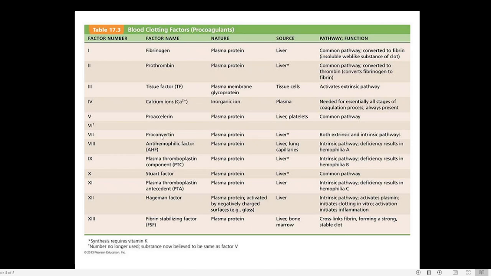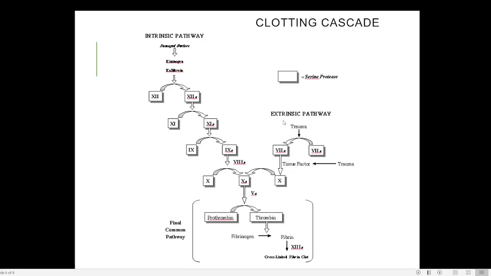Here you can see this is the pro-convertin. The pro-convertin is in the inactive form, that will be converted into active form. And the active form will act along with another substance known as a tissue factor. That tissue factor and pro-convertin will together act on Stewart factor or factor 10, converting it into active Stewart factor, which will be acting on prothrombin to convert it into thrombin, and thrombin converts the fibrinogen into fibrin.